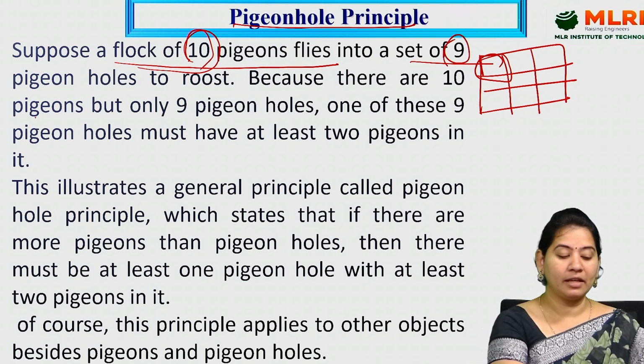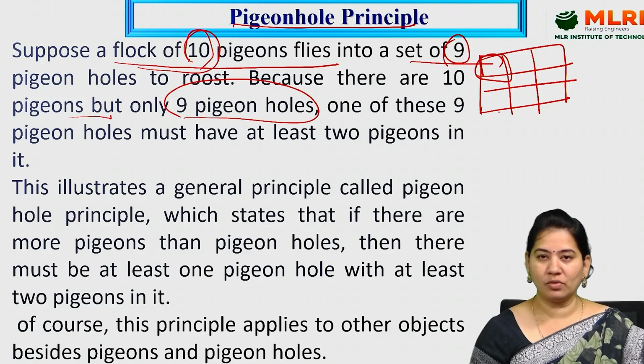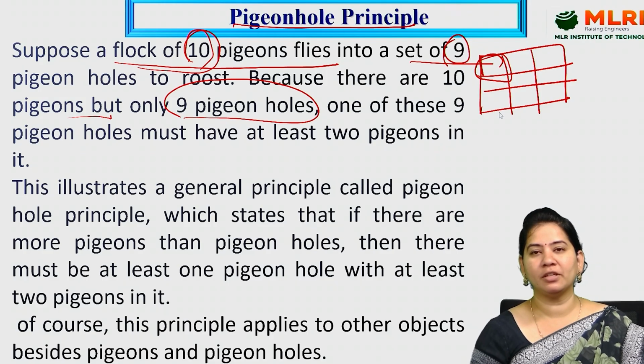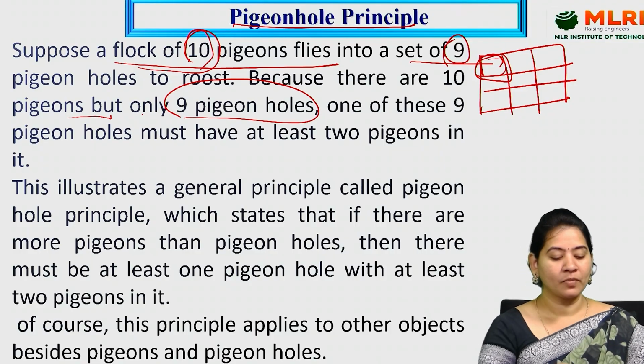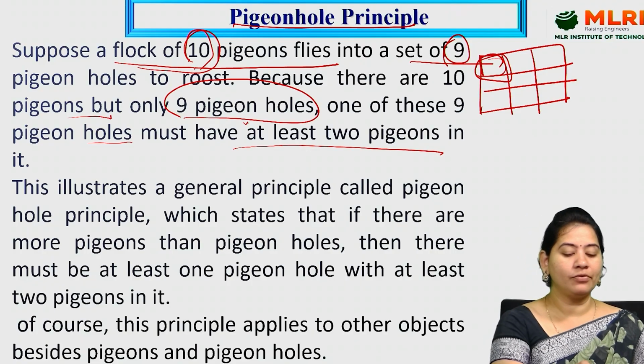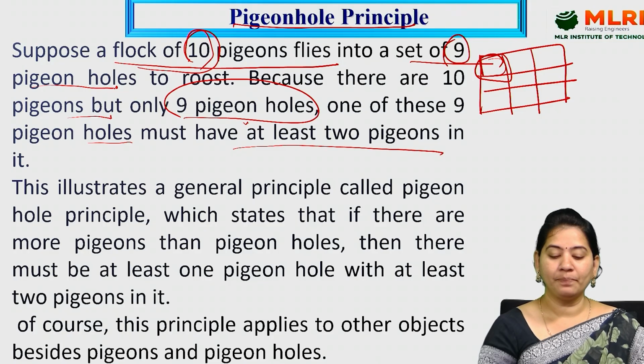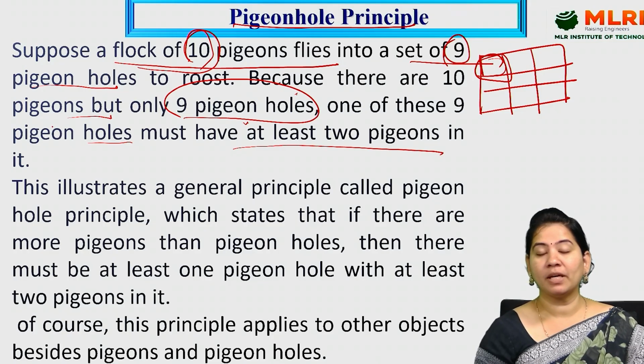Because there are 10 pigeons but only 9 pigeonholes, if you consider only 9 boxes and 10 pigeons, definitely at least one box will contain more than one pigeon. That is our concept here. Out of these 9 pigeonholes, at least one must have at least 2 pigeons in it. I'll repeat: suppose a flock of 10 pigeons flies into a set of 9 pigeonholes to roost. Because there are 10 pigeons but only 9 pigeonhole boxes, at least one box will contain 2 pigeons.